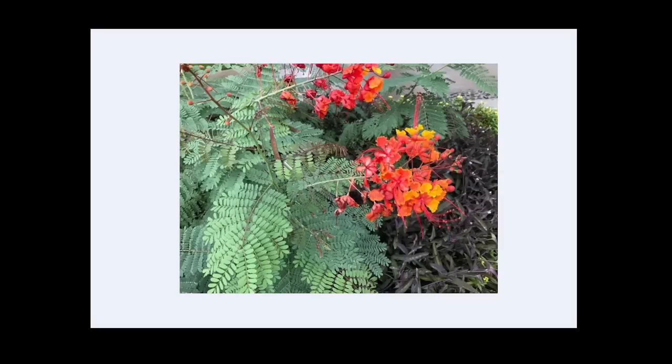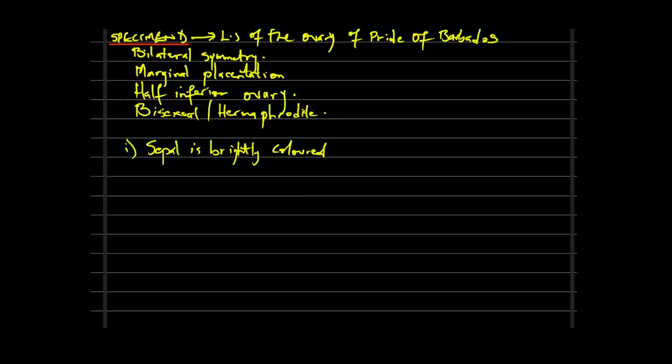If you look closely, you see that it has a particular type of seed here. The seed is long and it has its own type of placentation, which is called the marginal placentation. So that is that about the specimen. So let us just quickly round up what we are talking about for this particular specimen.